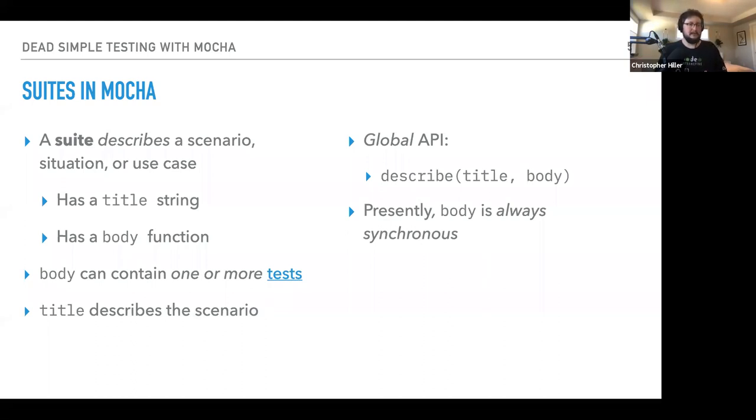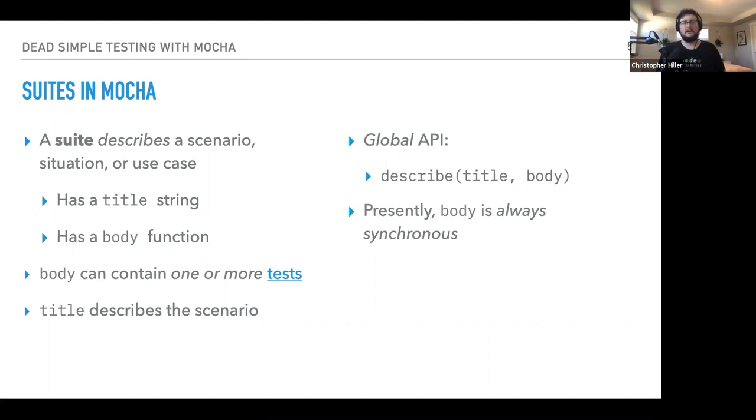But each suite, much like a test, has a title string, and this is required. And it has a body function, which is also required. The body of a suite can contain one or more tests. It can contain other things too, but we're not going to get into that today. The title describes the suite, describes the scenario. And that API is called describe. So we want to create a suite and give it a title and a body.